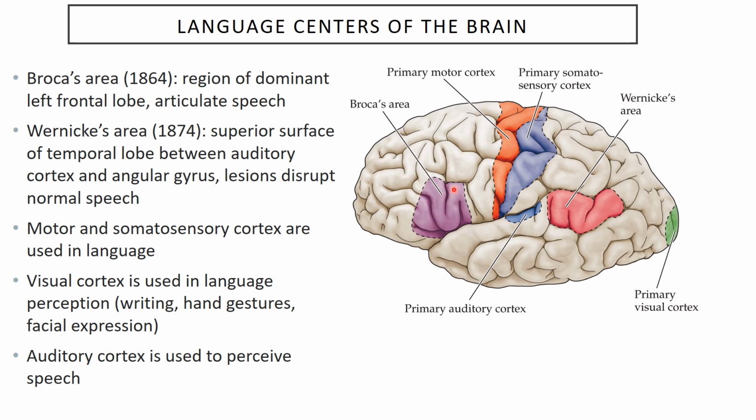This region is dominant. It's dominant on the left frontal lobe, located here, relatively ventral on the frontal lobe, and it's critical for the articulation of speech. We also have Wernicke's area, which is here. It's kind of at the intersection of the temporal lobe. It's sandwiched between the auditory cortex and the angular gyrus, and lesions of this disrupt normal speech.